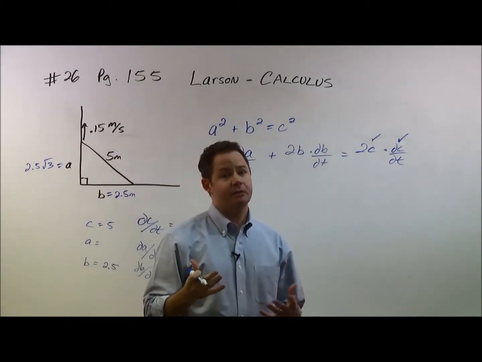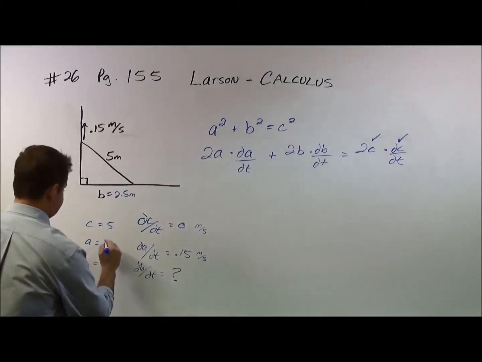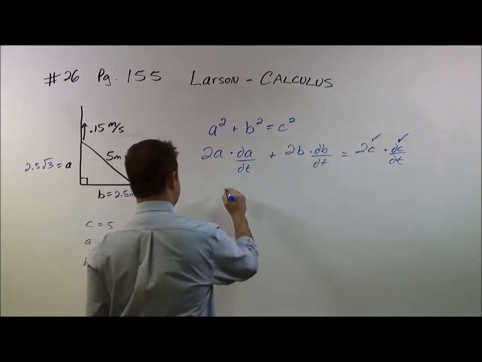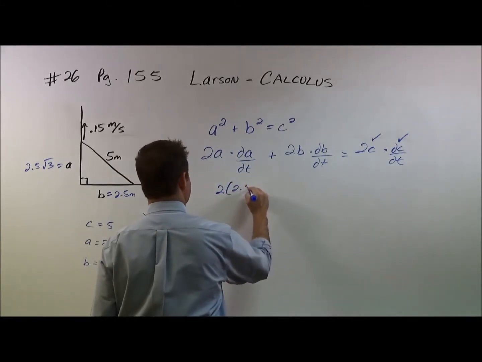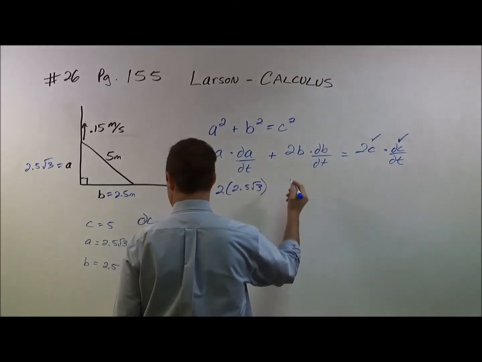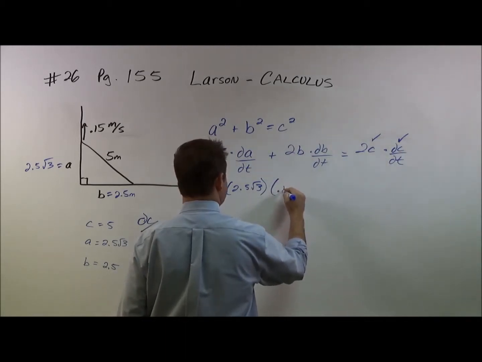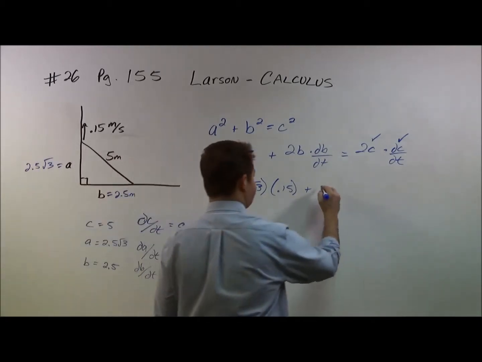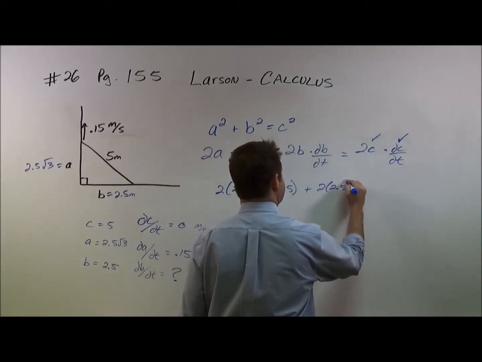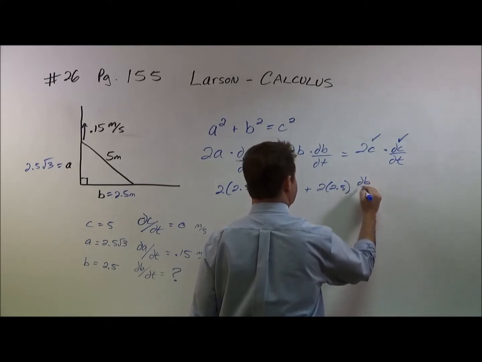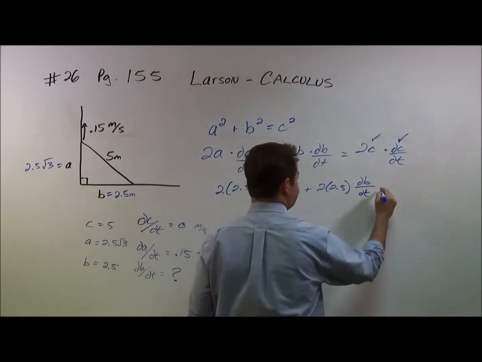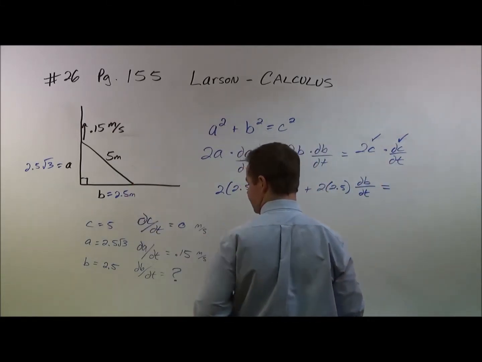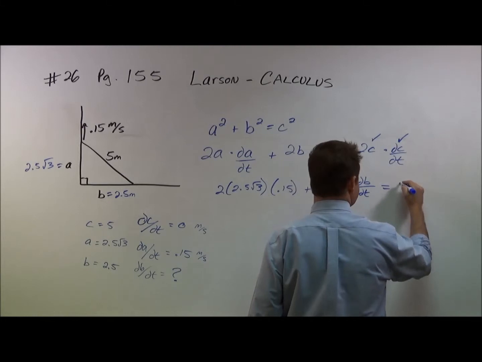And now we have everything we need in order to just plug in and solve. 2.5 root 3 for A. And when we plug in all of these values, we have 2 times 2.5 root 3 times dA/dt, which we said was 0.15, plus 2 times B, which is 2 times 2.5, times dB/dt, which is our variable that we're solving for. And then C and dC/dt we had from the get-go. Those values are 5 and 0, respectively.